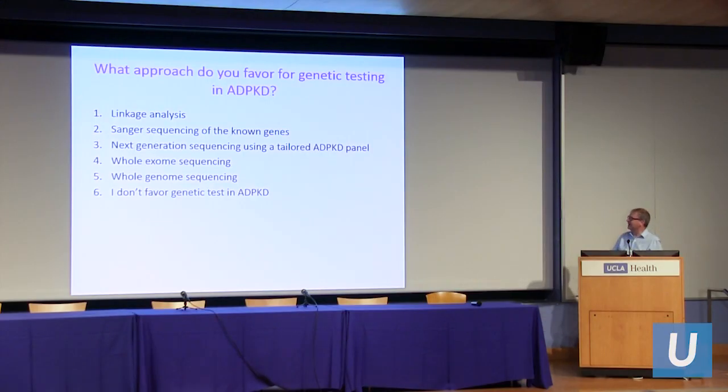Here we go. So how should we do genetic testing? Linkage analysis, Sanger sequencing of the known genes, next generation sequencing with a panel that's tailored to look at the duplicated PKD1 gene, whole exome sequencing, whole genome sequencing, or I don't favor genetic testing.